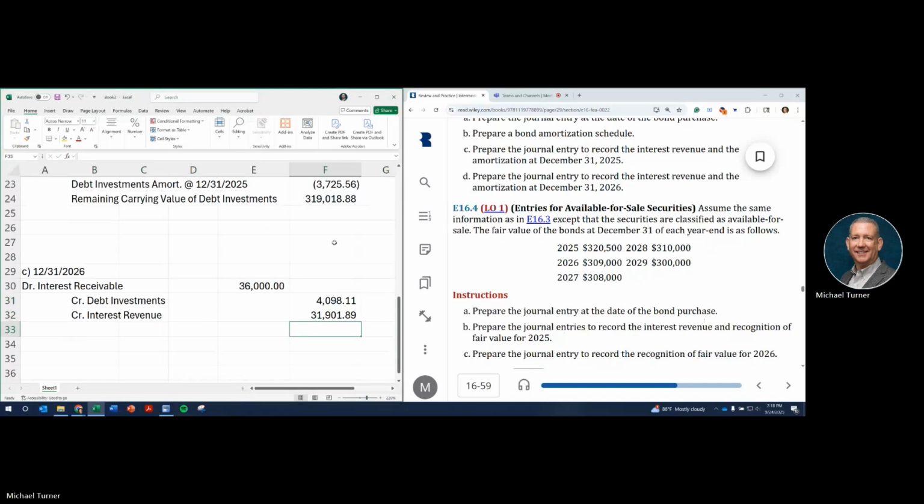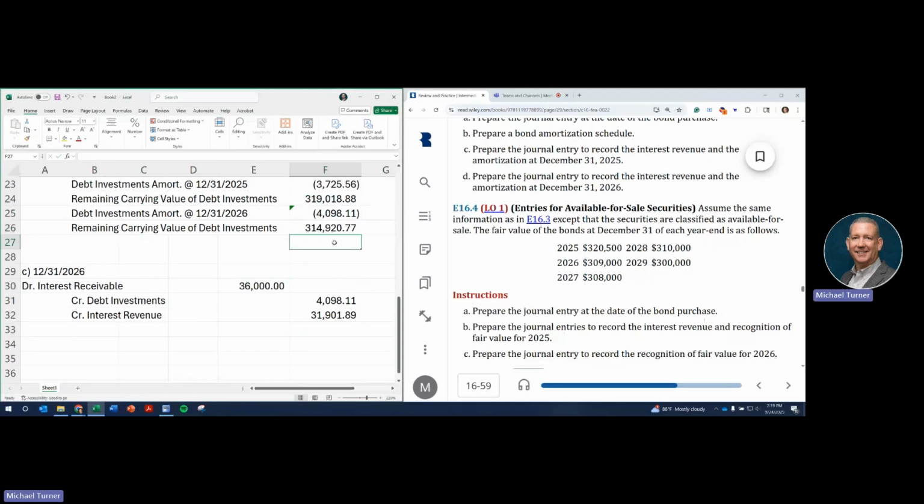the credit to the amortization for the debt investments is $4,098. So I need to record that here or document that here. So debt investments amortization for 2026 is the $4,098.11. And this will get me to the remaining carrying value of the investment at the end of 2026.